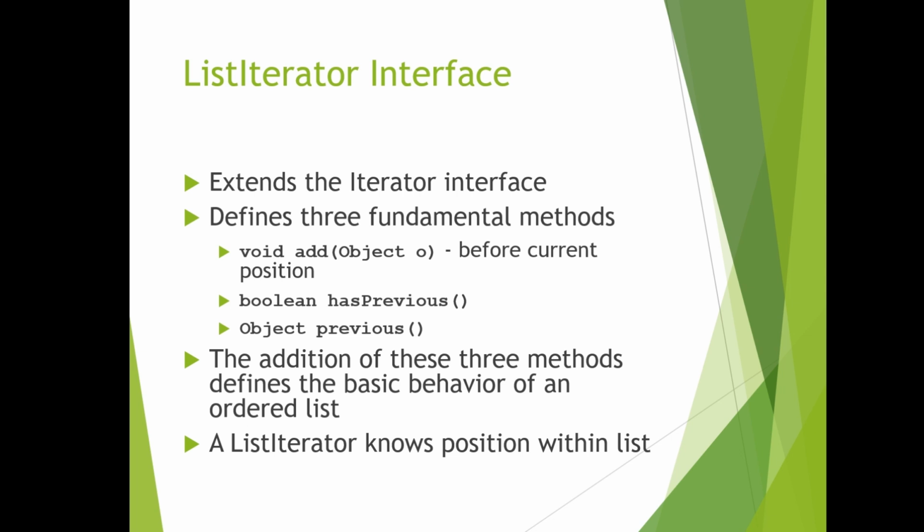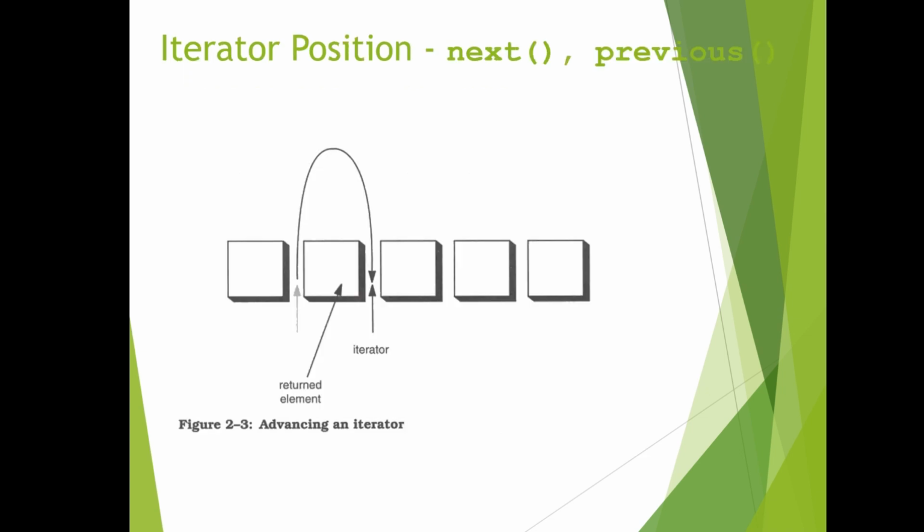The ListIterator interface extends the Iterator interface. Already there is an Iterator interface, and it will be extended here. It defines three additional methods: add, hasPrevious, and previous. The addition of these methods defines the basic behavior of the ordered list. An iterator knows the position within the list, so we can tell exactly which position we are at by making use of a list iterator.